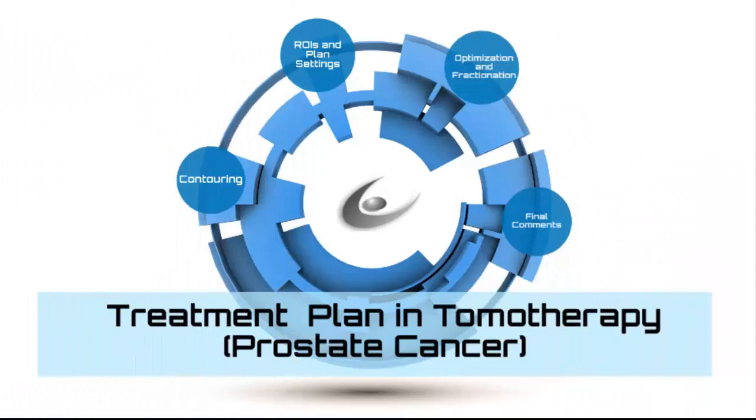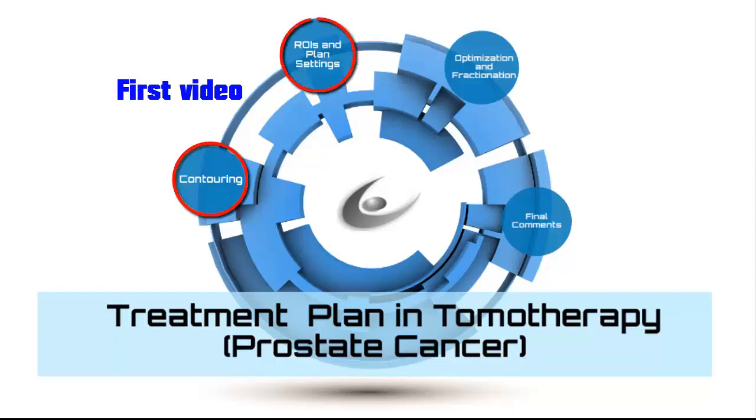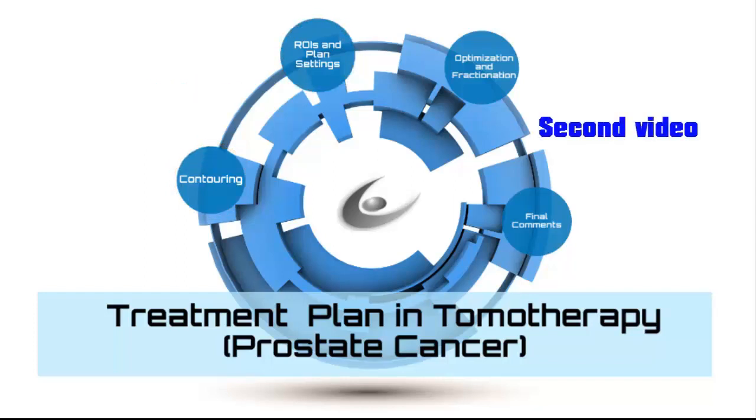In this video, I want to demonstrate how we elaborate a treatment plan in tomotherapy for a prostate cancer. We once again had to divide this video into two separate parts. In the first video, we'll see the contours involved and its regions of interest, and the characteristics for the treatment plan. On the second video, we'll talk about the optimization and fractionation for the treatment plan. We'll analyze three phases, and then our final comments in regards to this topic.